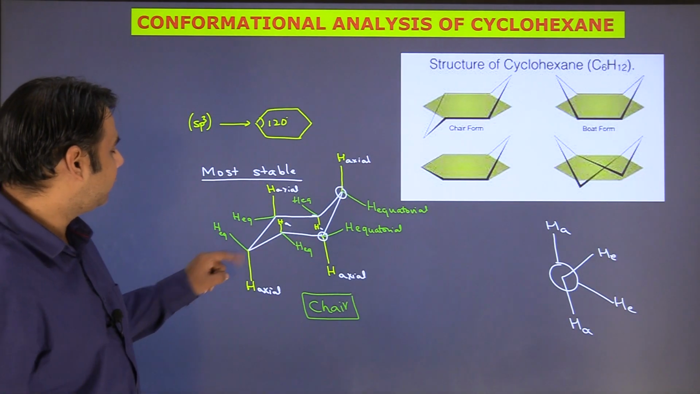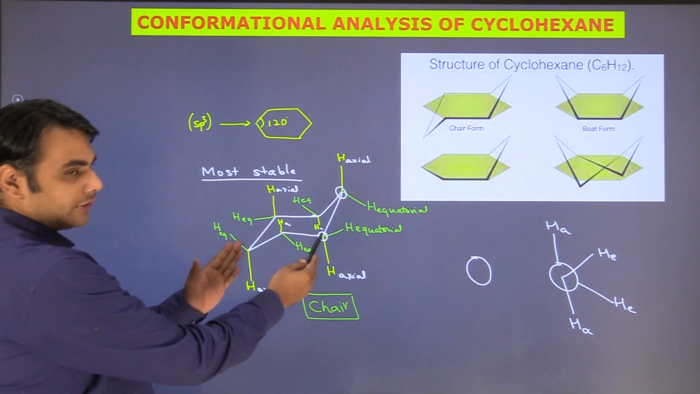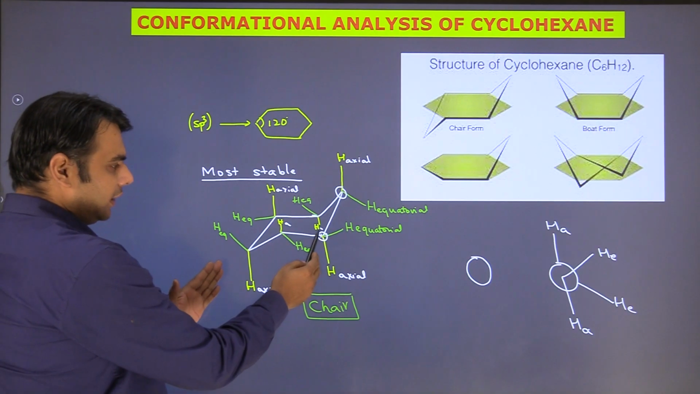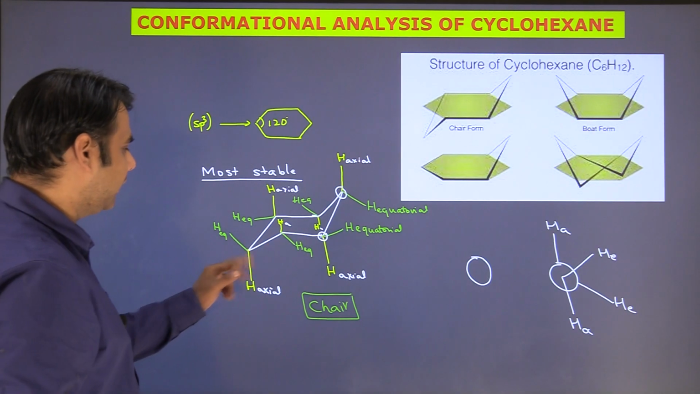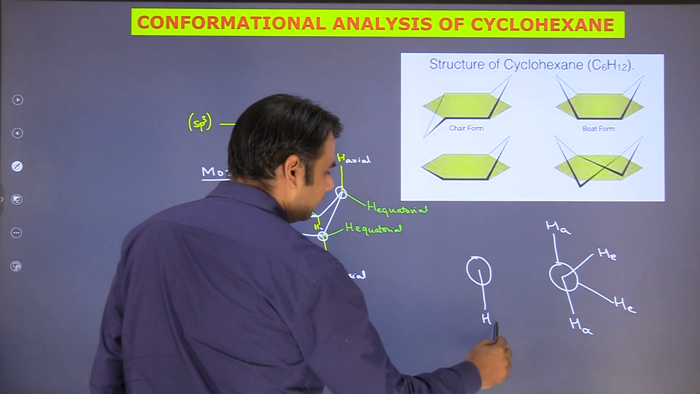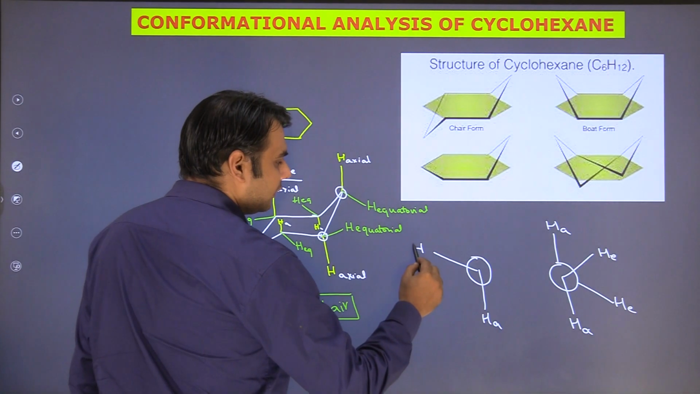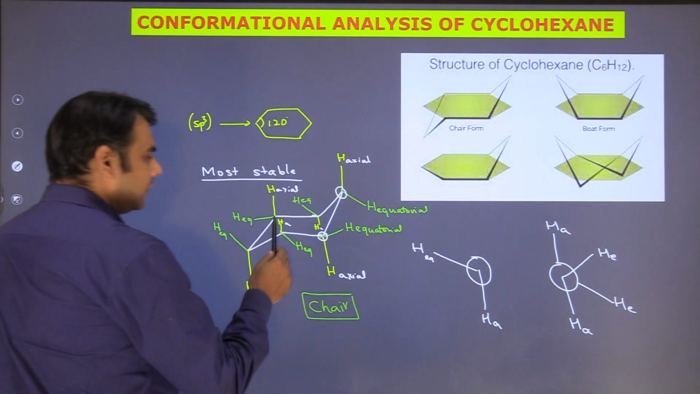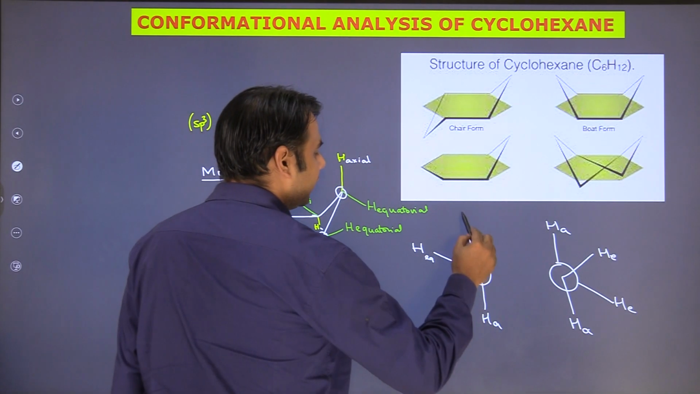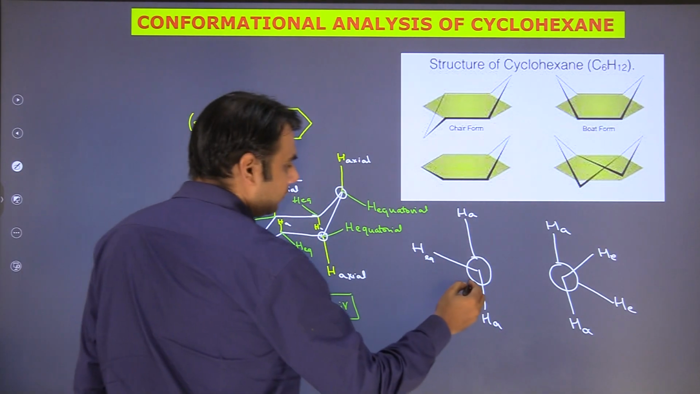Now if I am viewing from this particular carbon, so this is the carbon that I am seeing and this is the carbon that I am seeing. Now if I see this carbon, I can see that its axial bond is going down and then the equatorial bond is going towards the left hand side. So this is your front carbon. The back carbon has an axial bond which is directed opposite to this, and then there is an equatorial bond which is coming over here.